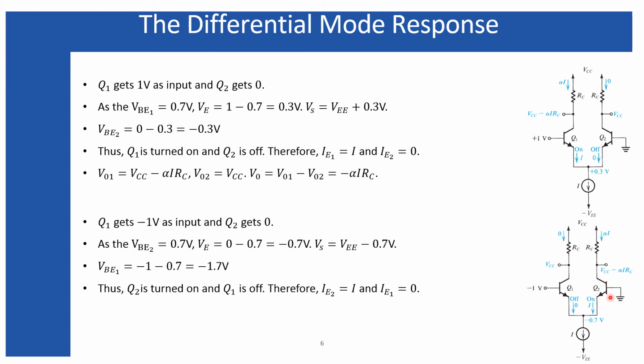Now, since Q2 is turned on, the entire current I will be driven through this transistor Q2, and the voltage at the collector of transistor Q2 will be VCC minus alpha times I times RC, and the voltage at the collector of Q1 will be VCC itself.